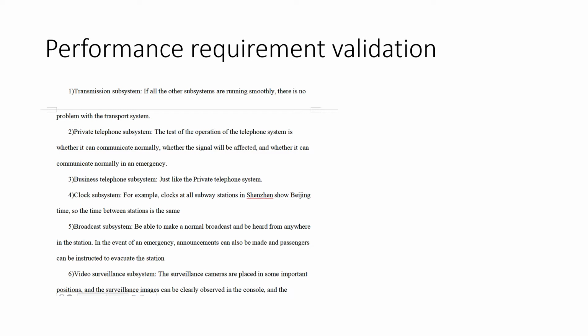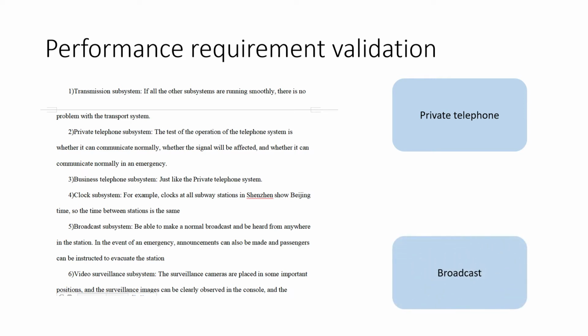The first is a private telephone. The test of the operation of the telephone system is whether it can communicate normally, whether the signal will be affected, and whether it can communicate normally in an emergency. And the next one is the broadcast subsystem. Being able to make a normal broadcast and be heard from anywhere in the station is the basic requirement of this subsystem. In the event of an emergency, announcements can also be made and passengers can be instructed to evacuate the station.